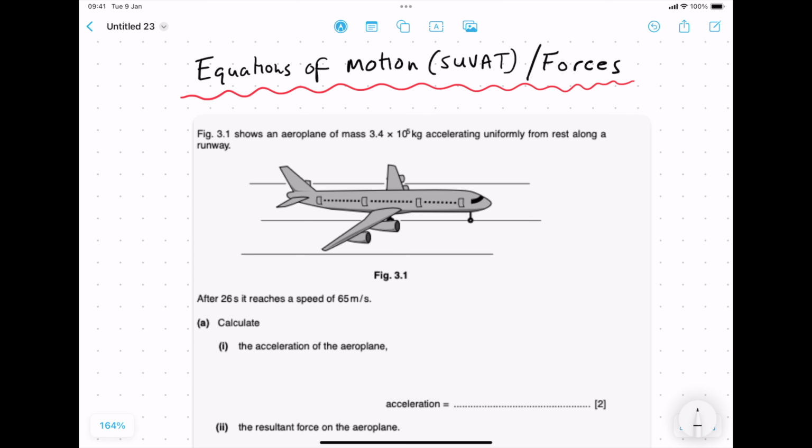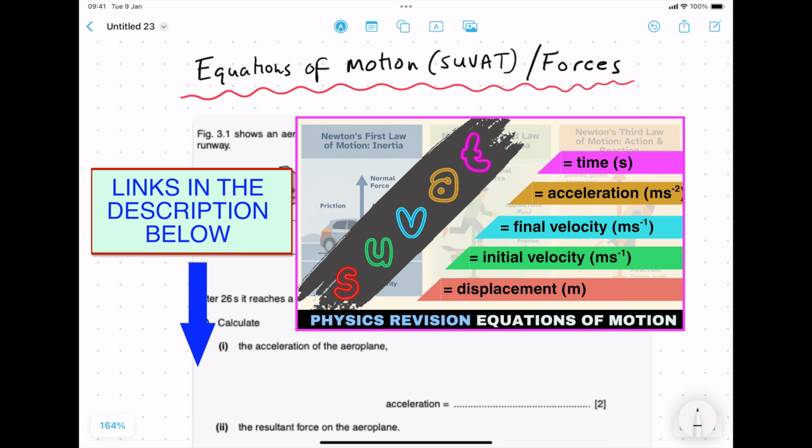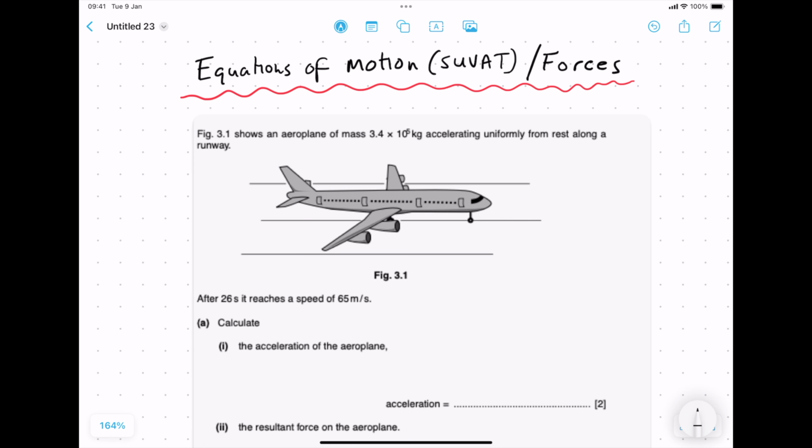So today we have another forces and motion question to go through using the SUVAT equations. I've already done a few videos on this topic, the links of which are below in the description for this video. So please go back and watch them if you don't know what the term SUVAT means, if you don't understand how to resolve forces, and so on. Let's take a look at this question.